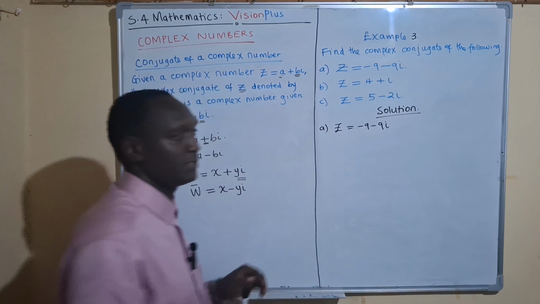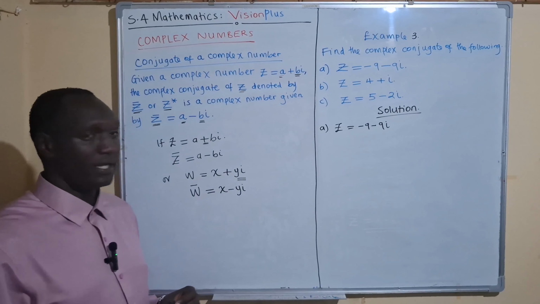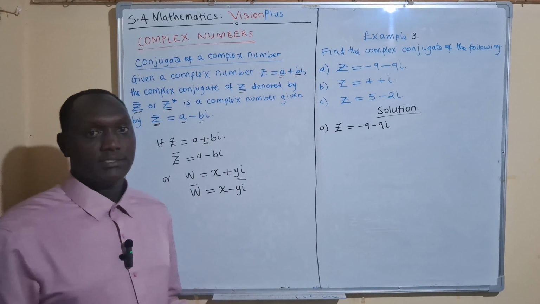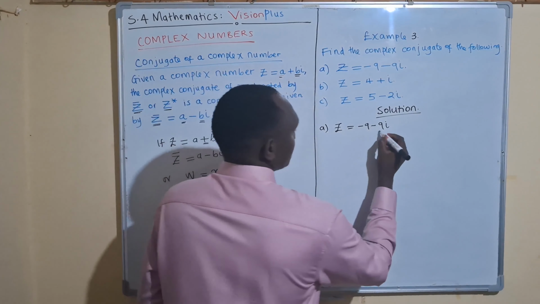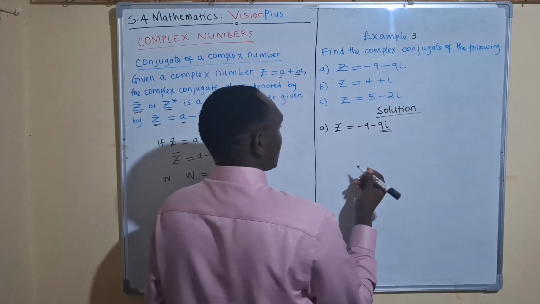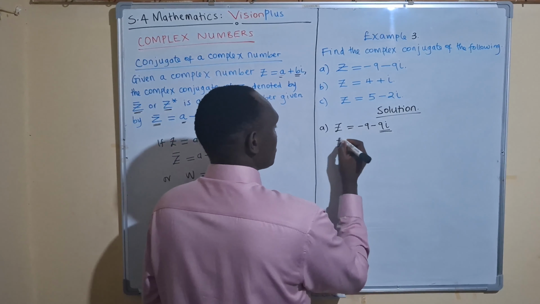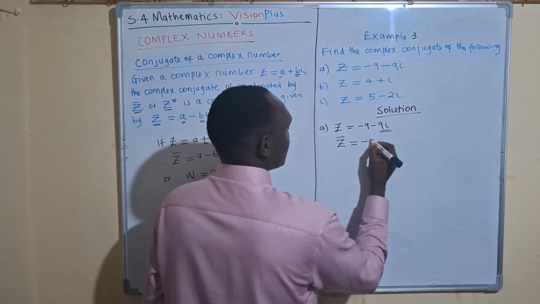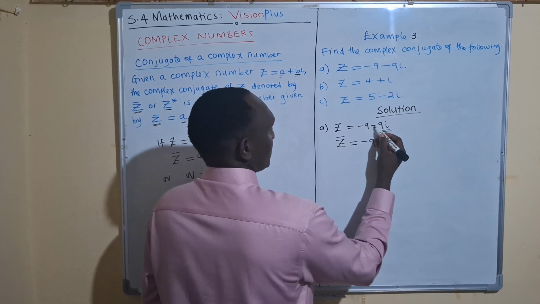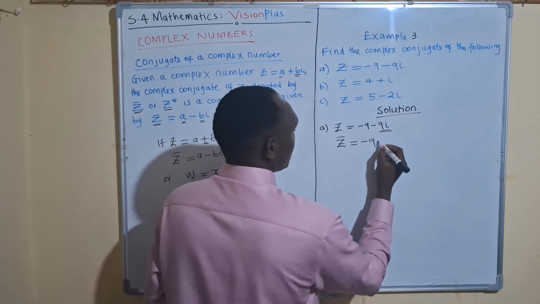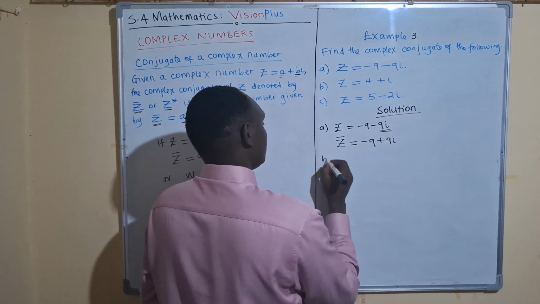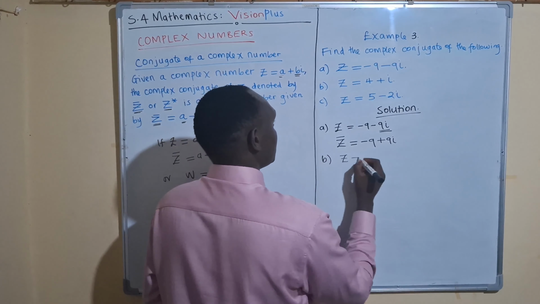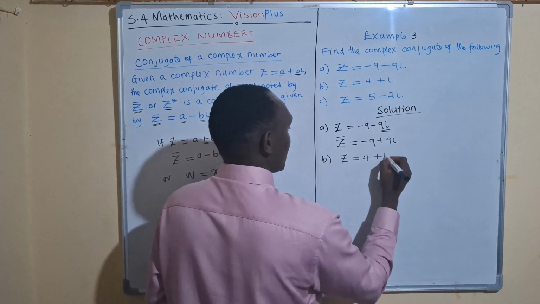And we have said that to get the conjugate of a complex number, we simply change the sign on the imaginary part. So this is the imaginary part or the imaginary term. So z conjugate becomes negative 9. This sign is a minus. So for the conjugate, it becomes plus 9i. Then for part B, which is z equals 4 plus i.